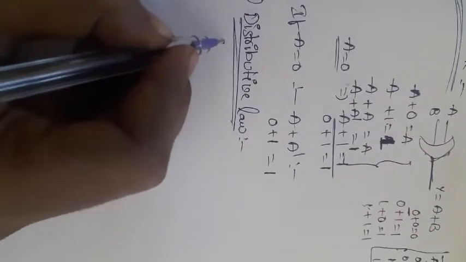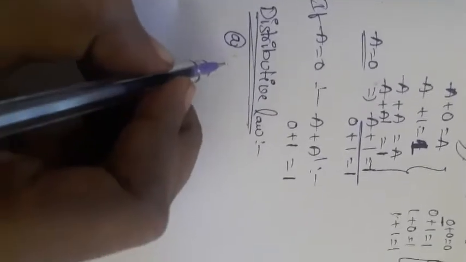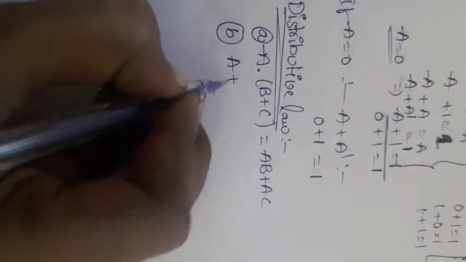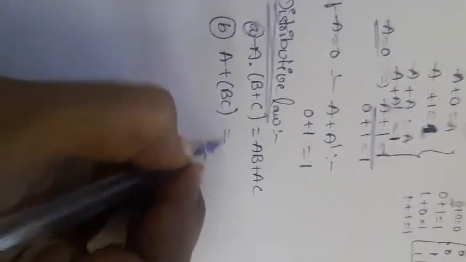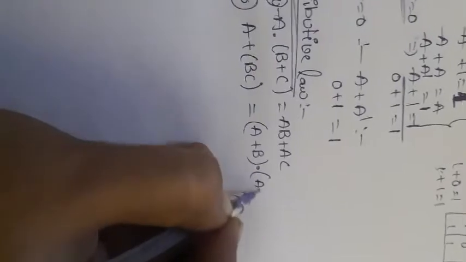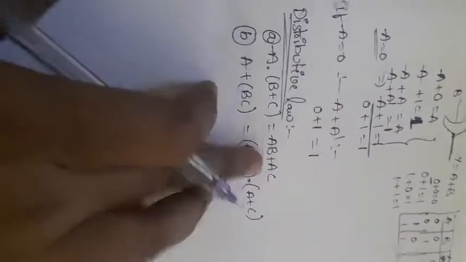Now we'll see what rules we have. This distributive law actually has 2 rules. The first rule becomes A into B plus C equals AB plus AC, and the second rule becomes A plus BC equals A plus B into A plus C. Now we'll see the proof for this.